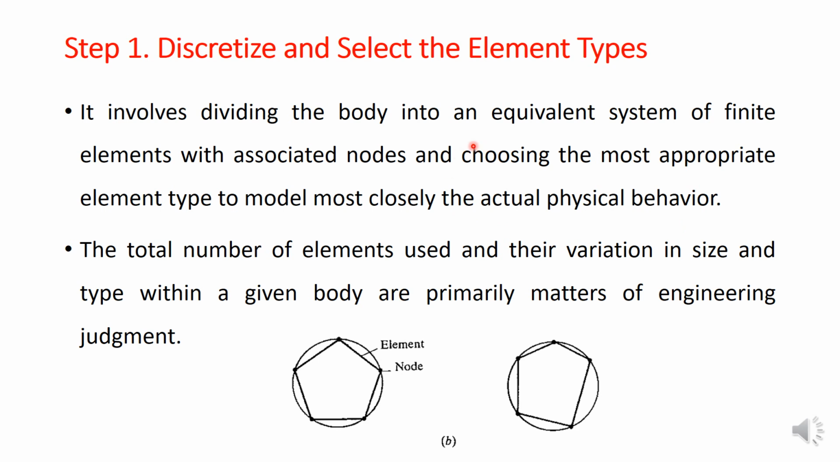So what is meant by the second part of the paragraph is that we have to choose the most appropriate element. For example, here I've chosen a linear element for dividing this circle. Instead, I can use a cubic element or a quadratic element for dividing the circle. So if I increase the degree of the polynomial, then I will get a more accurate result. So that is the meaning of this most appropriate element type. You'll understand more about the types of elements in the coming slides. So for the time being, this is what I meant by this sentence.